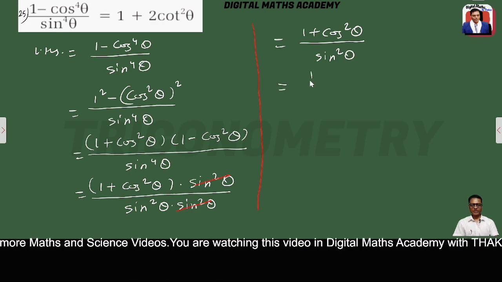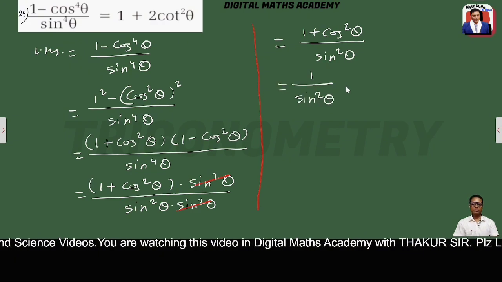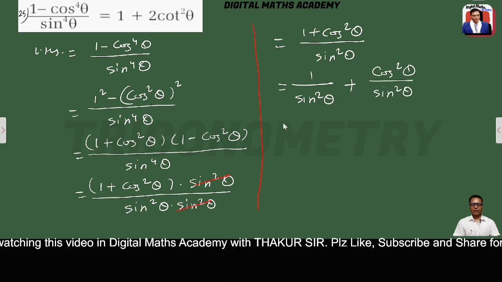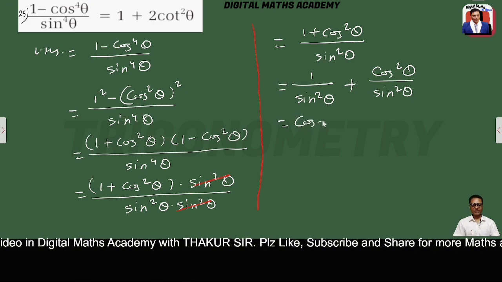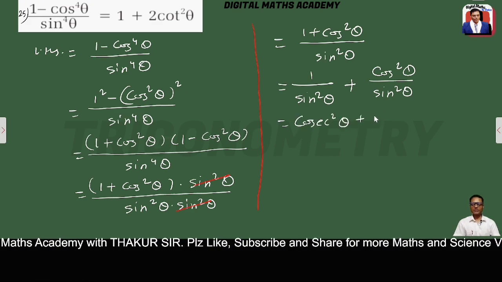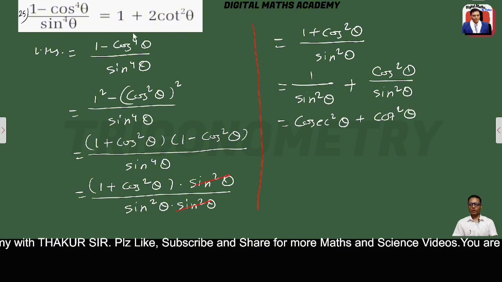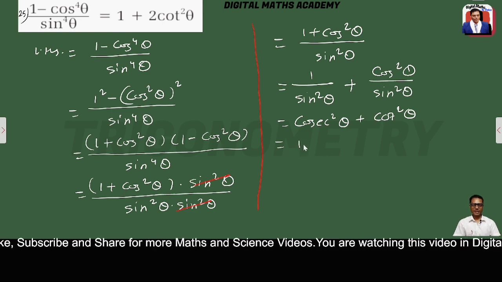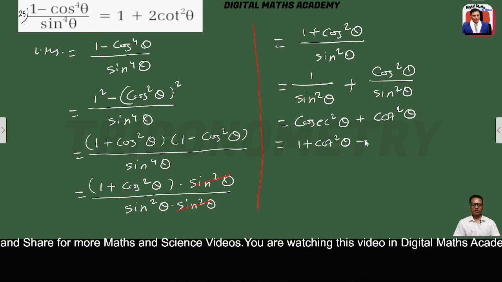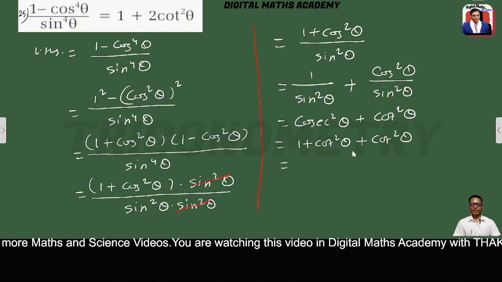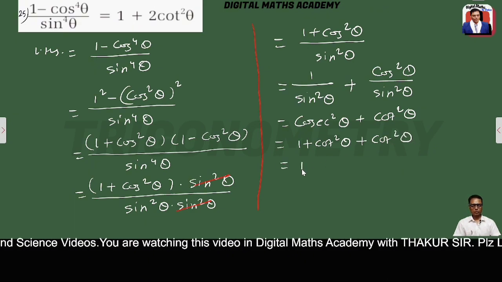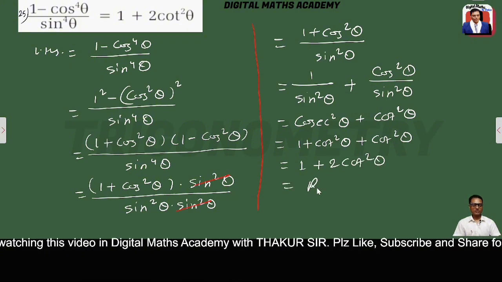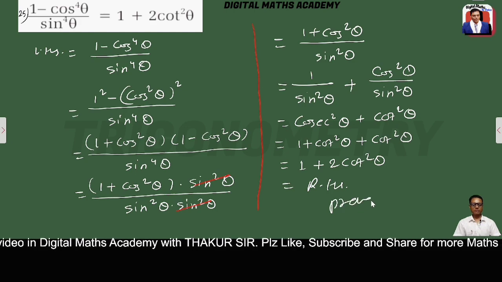Now separating the terms, 1 by sin square theta plus cos square theta over sin square theta. Now 1 by sin square theta equals cosec square theta, and cos square by sin square equals cot square theta. But we have only cot on the right hand side, so cosec square theta is changed into cot square theta as 1 plus cot square theta, and plus cot square theta. So cot square plus cot square gives us 2 cot square. Finally we have 1 plus 2 cot square theta, which is the right hand side. And then you can write proved.